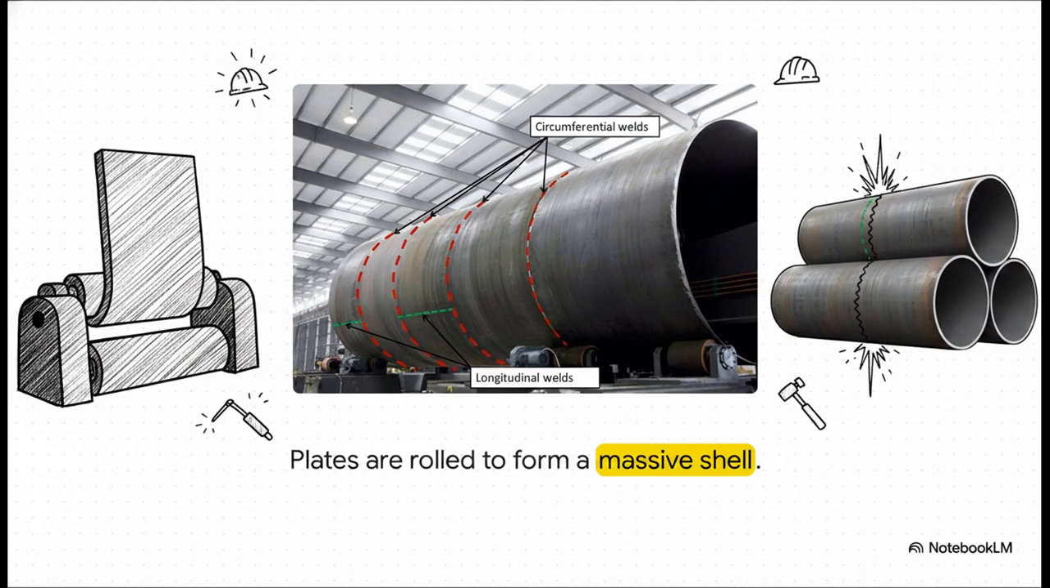Then, the edges where the plate meets are welded together to form what is known as a longitudinal seam. Once you have a few of these cylinders, you stack them end to end and weld them together along circumferential seams. Through this methodical process of rolling and welding, our simple flat steel plate magically becomes the massive, impenetrable structural shell of an industrial pressure vessel. It's pretty amazing to think about.